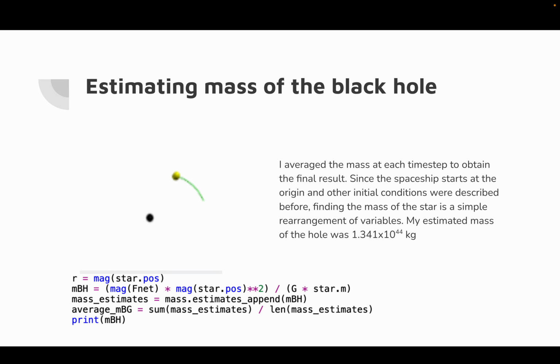To estimate the mass of the black hole, as I just said, you average the mass at each time step to obtain the final result. Since the spaceship starts at the origin, and other initial conditions were described before, we can find the mass using a simple rearrangement of the variables. My estimated mass of the black hole is 1.341 times 10 to the 44 kilograms. You can see this is the basic equation for the mass of the black hole, which is just rearranging the F-net equations.